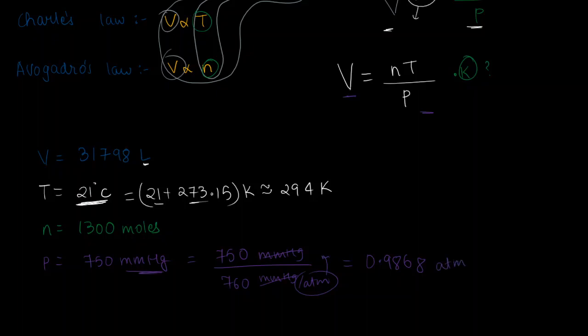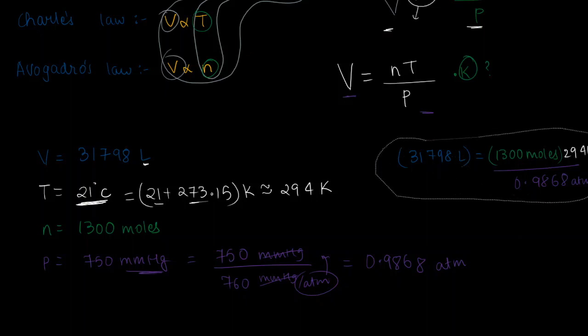Now what we can do is put these numbers into this equation. So instead of volume, we will now write 31798 liters is equal to the number of moles, 1300 moles, times the temperature, 294 kelvins, divided by the pressure. So the pressure in this case is 0.9868 ATM. Let me shift this to the left a bit.